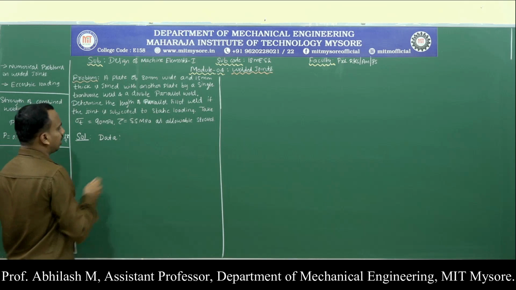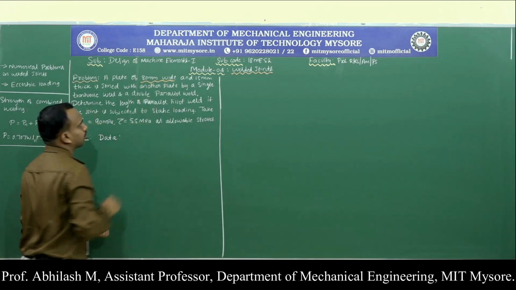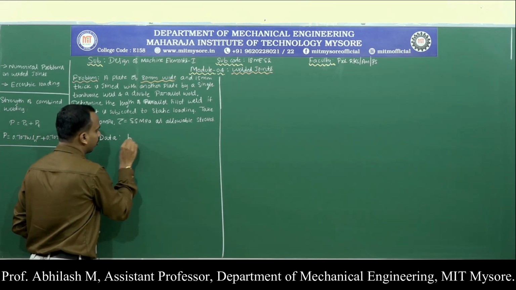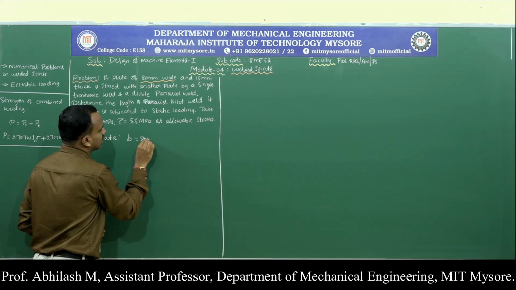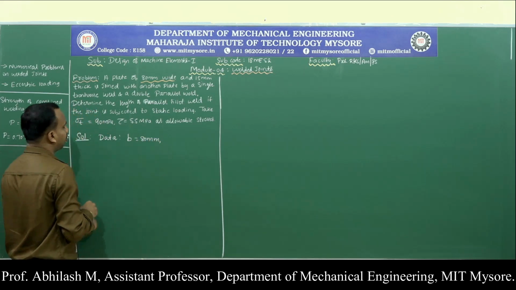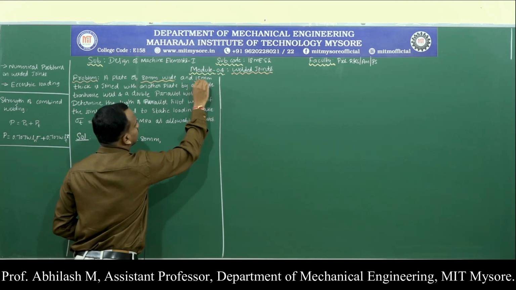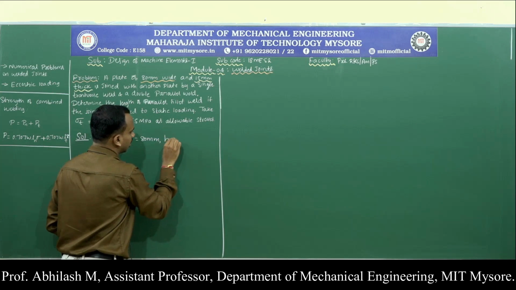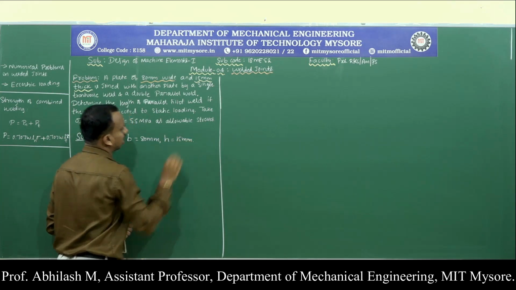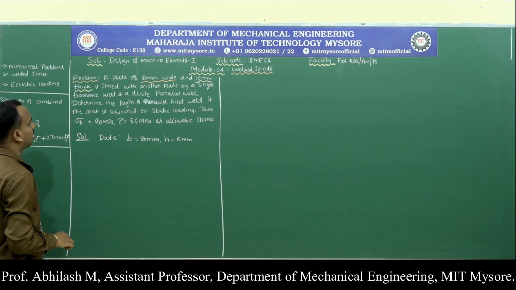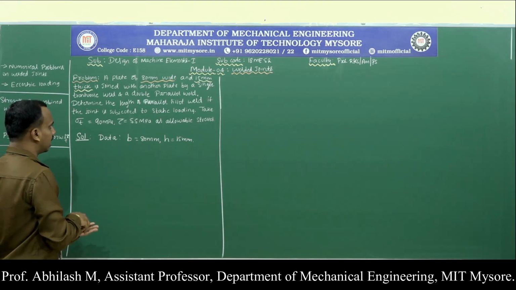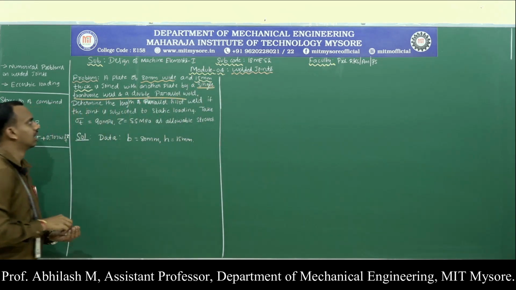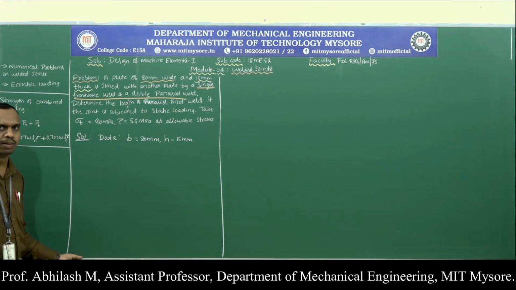A plate of 80 millimeter wide. So they are specifying the width of the plate. We represent the width with the letter B. So the width B is equal to 80 millimeter, and 15 millimeter thick. The thickness is represented by the term H. So the thickness H is equal to 15 millimeter, joined to another plate by a single transverse weld and a double parallel weld.